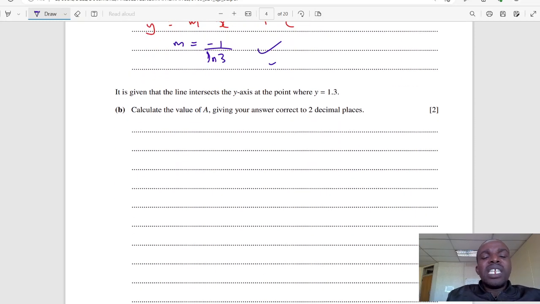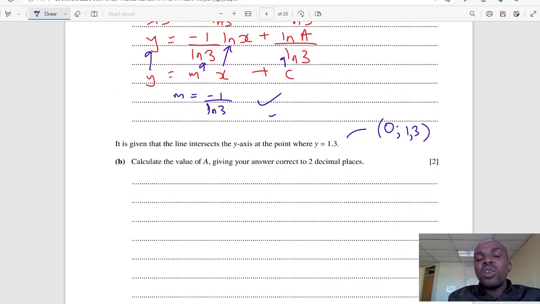Right, next part. It is given that the line intersects the y-axis at the point where y = 1.3. Intersecting the y-axis, you know that x = 0, so the point will be (0, 1.3). Then they said calculate the value of a, giving your answer correct to 2 decimal places. It is given that the line, with a gradient of minus 1 over ln 3, intersects the y-axis at the point (0, 1.3). Take note of that part.